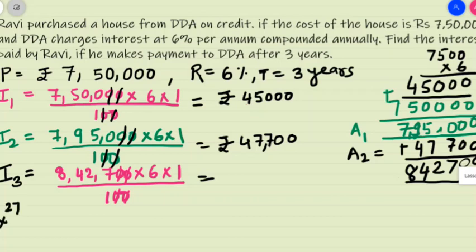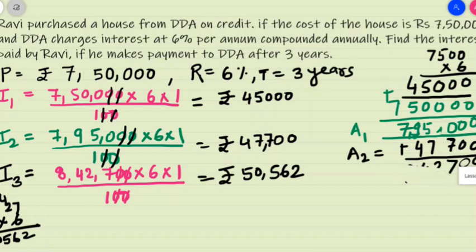8427 into 6. 6 sevens are 42. 4 6 2 are 12 and 4 is 16. 6 1 6 are 24 and 1 is 25. 2 6 8 are 48 and 2 is 50. So see here, 50,562. 50,562 is the interest to be paid after the third year. Okay, after the third year.